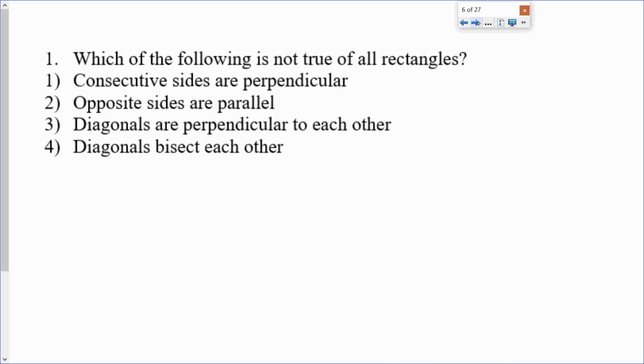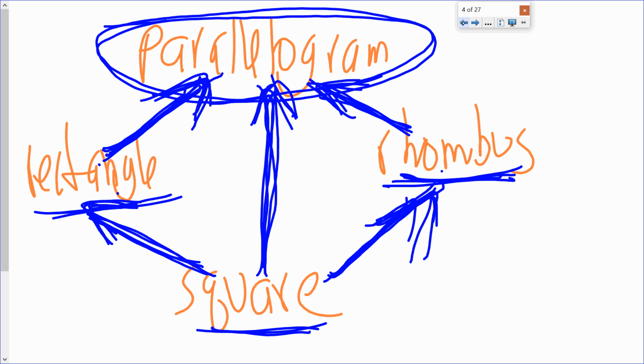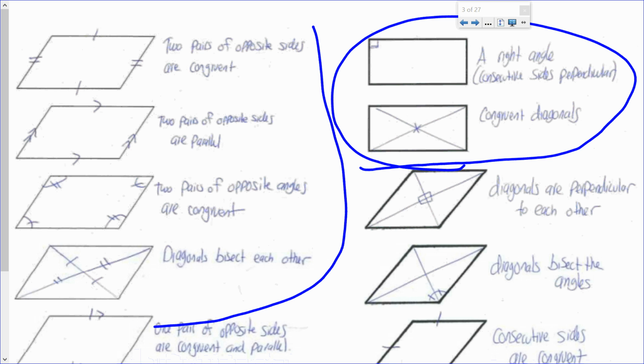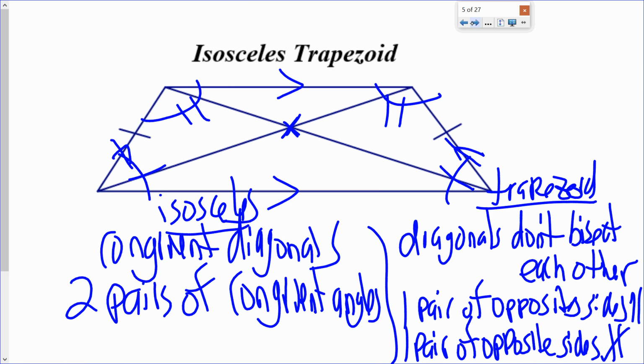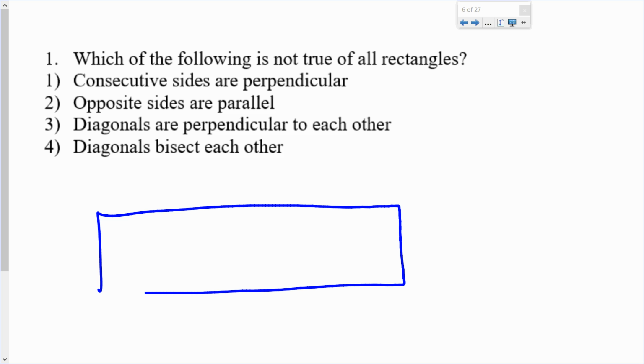All right, so which of the following is not true of all rectangles? So let's look at a rectangle. Right now, we have the rectangle here, but when you're taking a test, draw a picture of a rectangle. But understand what properties the rectangle has. It has these, and it has all the parallelogram properties, because a rectangle is a parallelogram. So when I draw my shape, I want to draw it really long and skinny, because otherwise it might not be clear which properties it has and which properties it doesn't have.